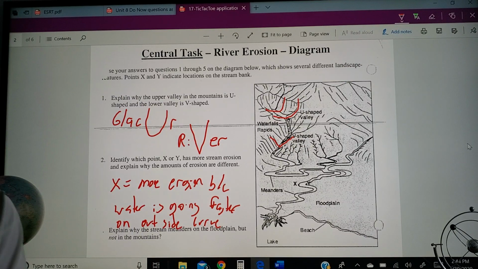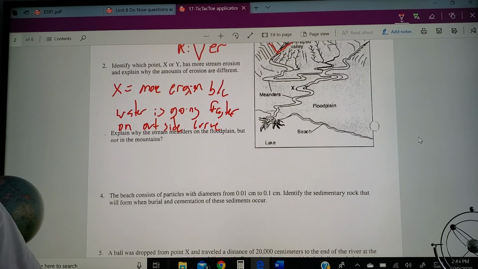Okay. All right, obviously the opposite is true for Y. You'll have less erosion, more deposition, because that's on the inside of the meander.